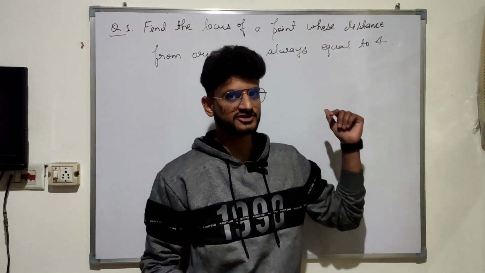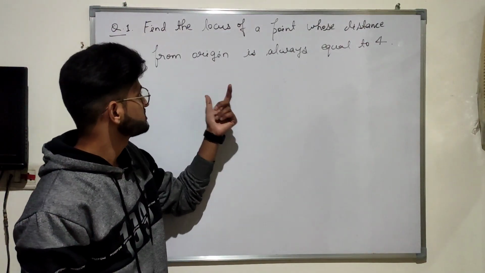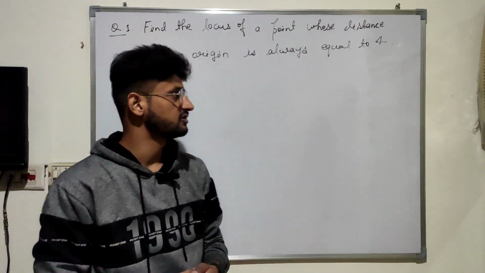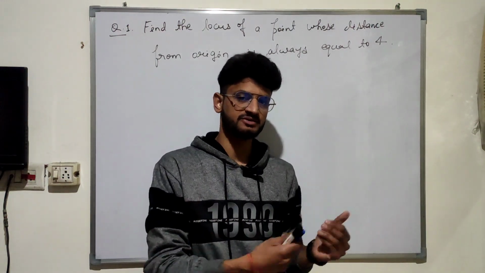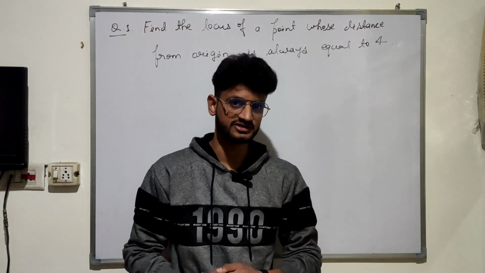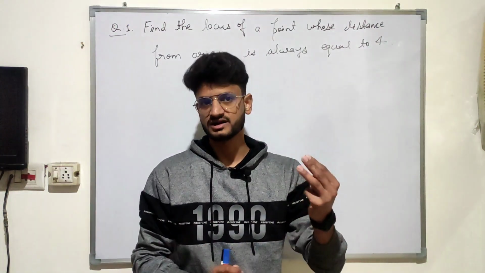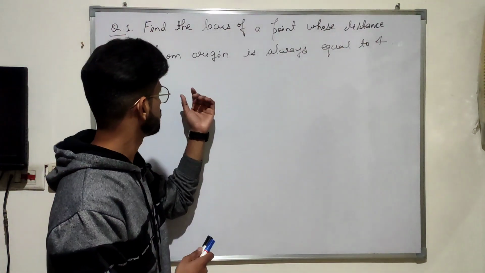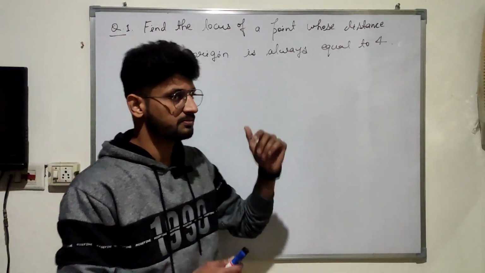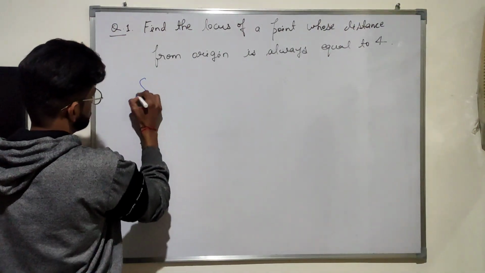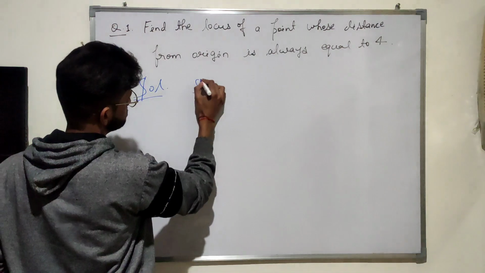So here is our first question based on the locus. The question is: find the locus of a point whose distance from origin is always equal to 4. As we have seen before, we have discussed three steps for finding the locus for any given conditions. Step number one was to identify the problem and to mark the rough sketch for the problem.